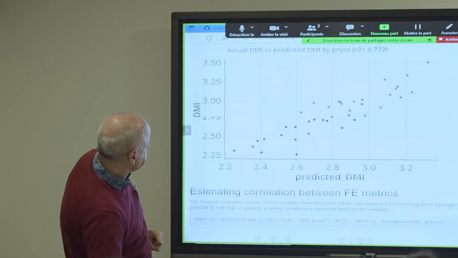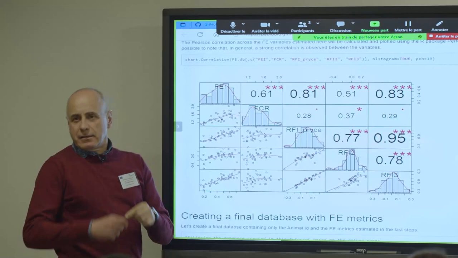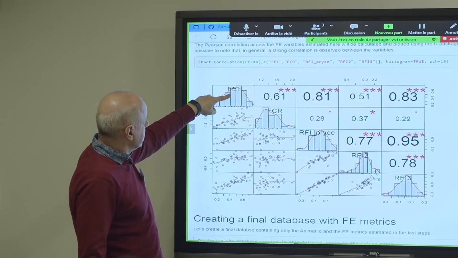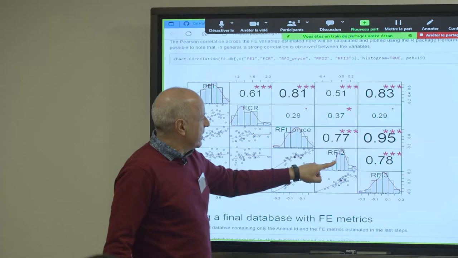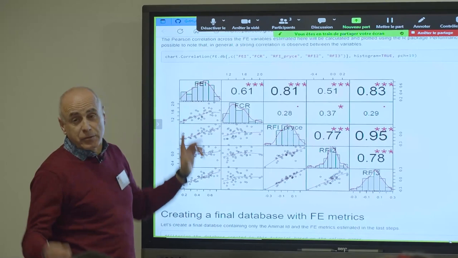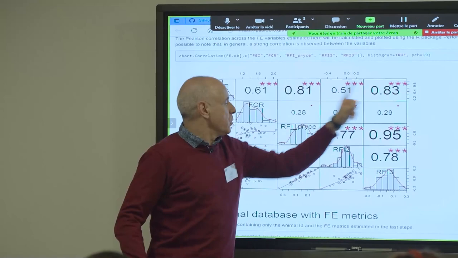Finally, we have estimated 5 different indexes. And here you have the distribution. In this case, you will see properly, not just to verify. And you have the correlation between, in this case, feed efficiency index, feed conversion ratio, and the 3 RFIs, the 3 models. I showed you that the feed efficiency index in reality is an RFI without regression. And you could see that the correlation is 81 and 83 with the first and third model, and lower with this one.